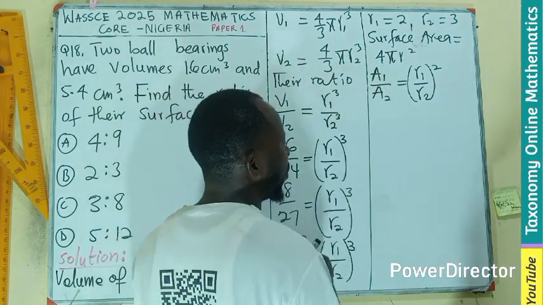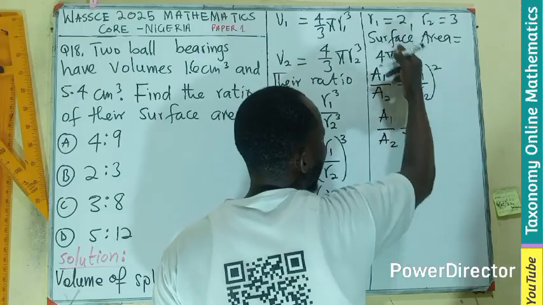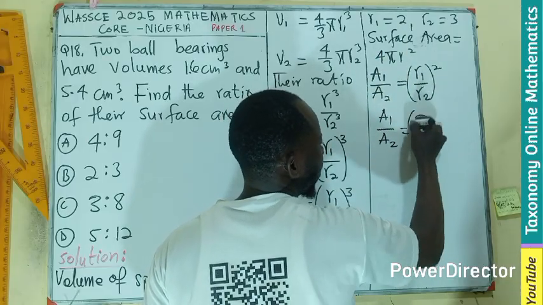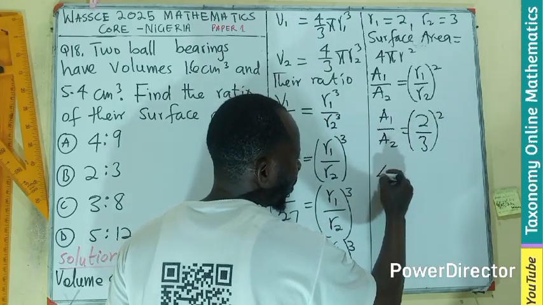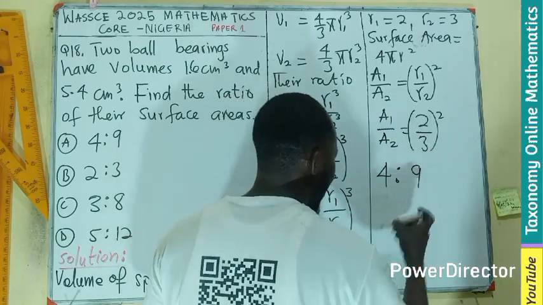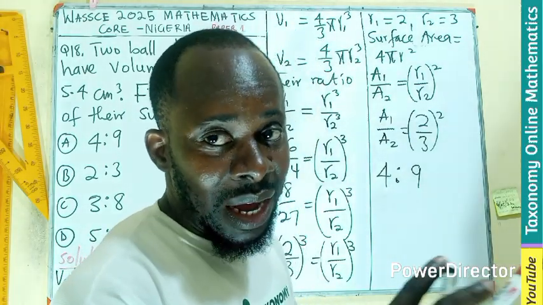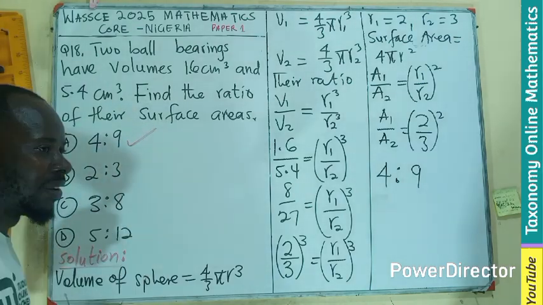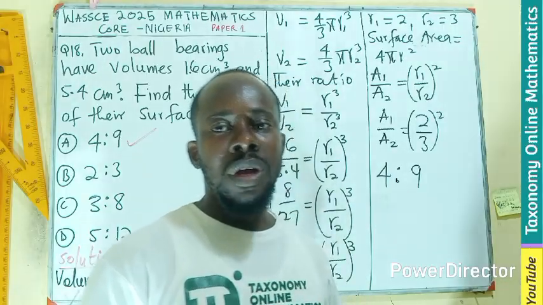So if this is the ratio I'm looking for, surface area 1 to surface area 2, what is R1? That is 2. What is R2? 3. All raised to the power 2, meaning the first area will be 4 and the second area will be 9. If you have a question about how I jumped some of the steps, you can add that in the comment section. I'm trying to solve this as fast as possible since it's section A, in order not to invite more concepts.